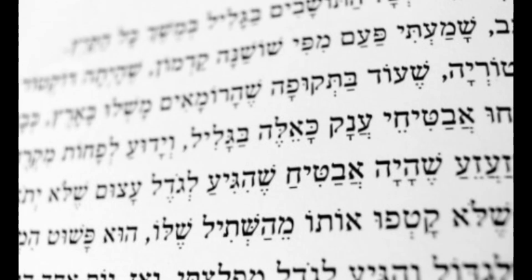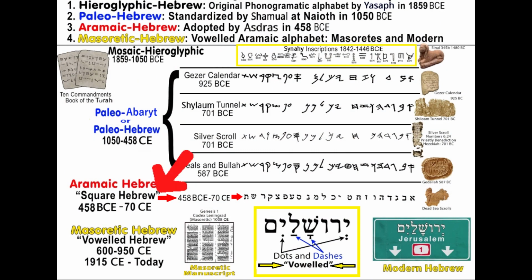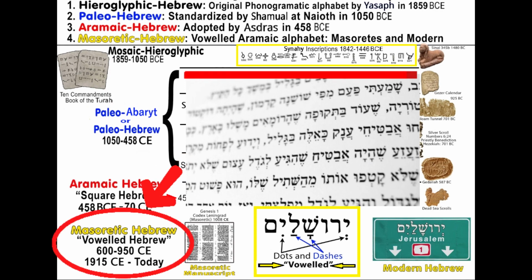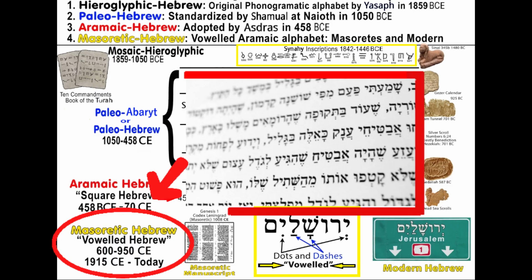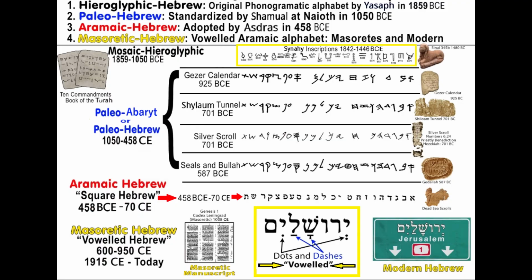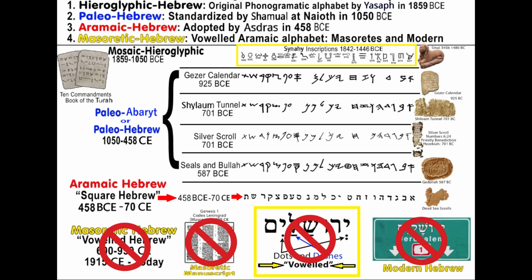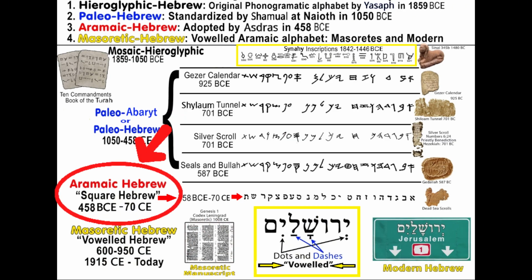Modern Hebrew, also called Masoretic voweled Aramaic. Vowel points were added between roughly 600 and 950 CE, and again standardized from 1915 CE to present day. This is inconveniently the only Hebrew form readily translated by modern digital tools. Aramaic square letters were adopted for administrative and linguistic convenience under Persian rule.